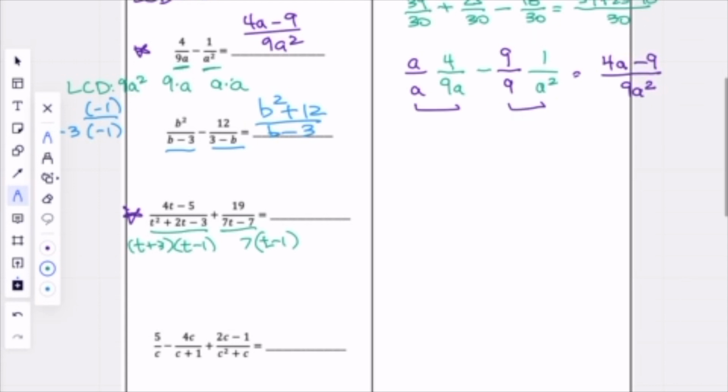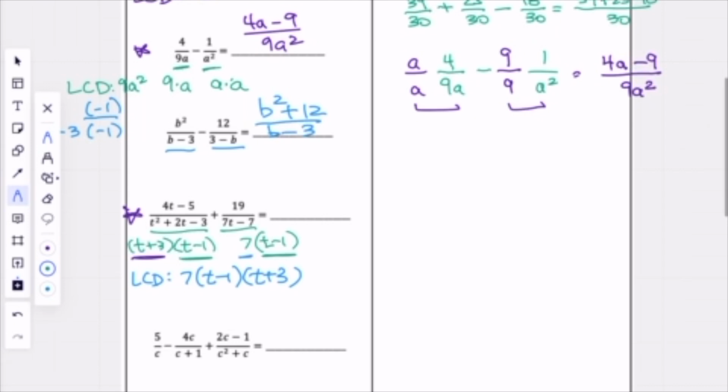So notice that there are 3 different types of factors. We have the t plus 3, we have the t minus 1 that occurs in both of the pieces, and we have a 7. So my common denominator is going to have actually one of each of those. So my common denominator, LCD, is going to be 7 times t minus 1 times t plus 3. So we'll have to adjust each of the denominators to look like that.